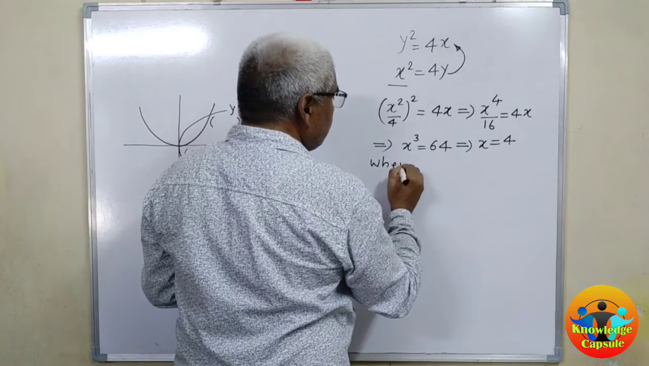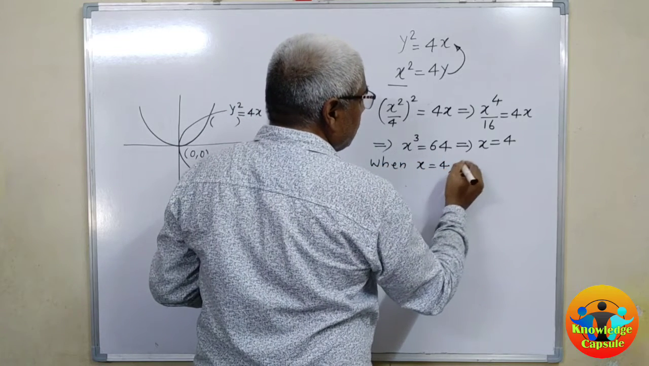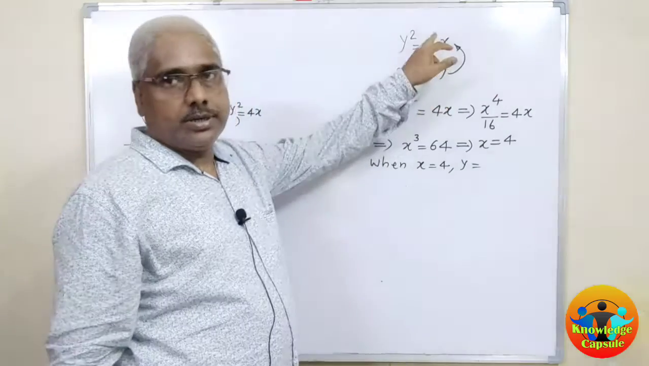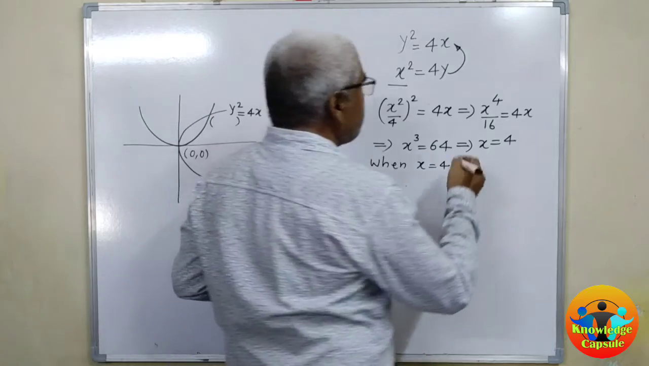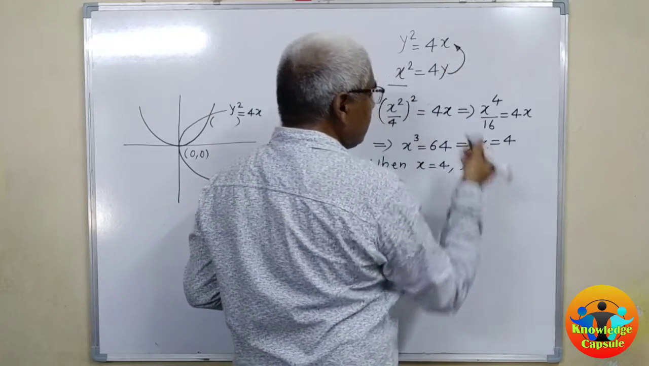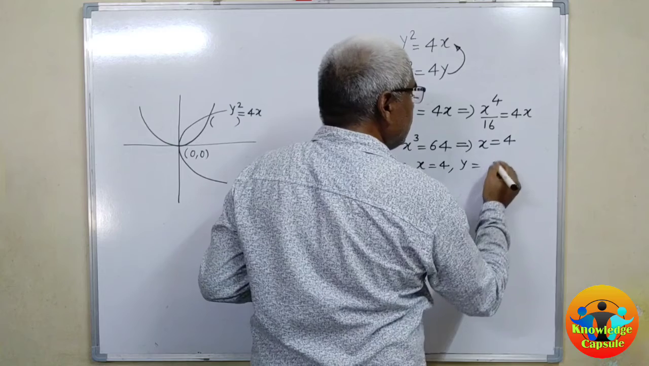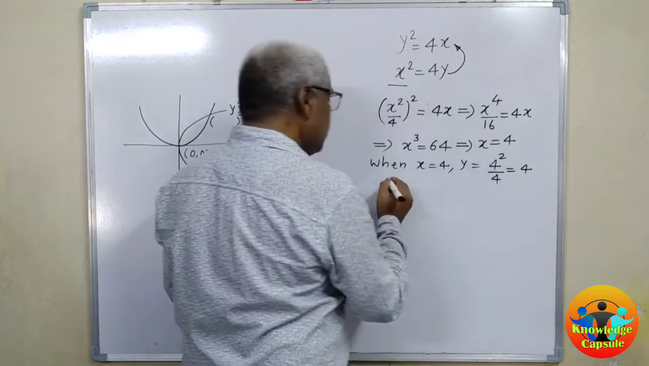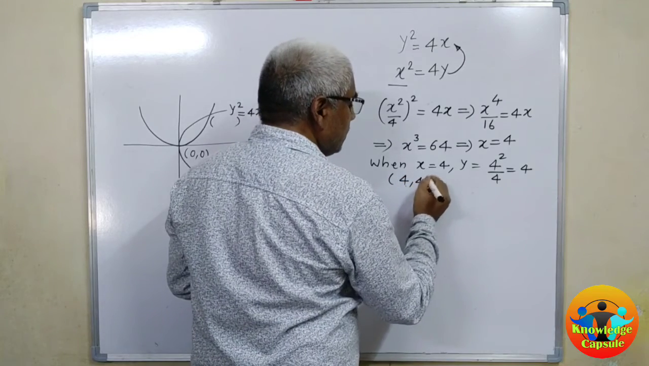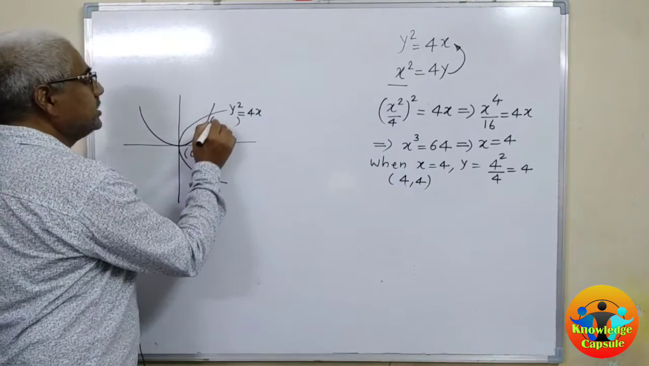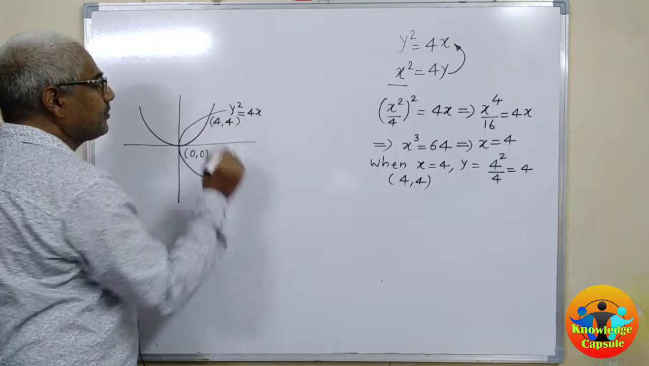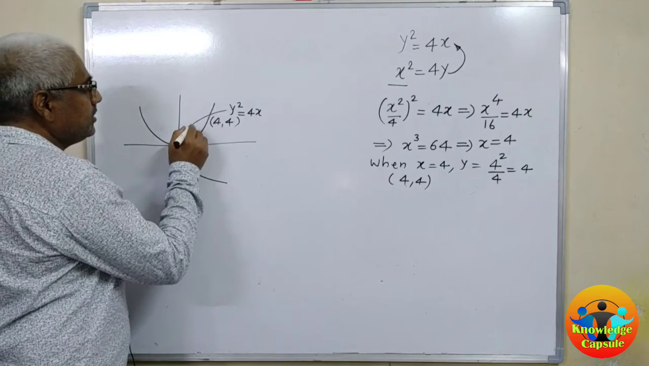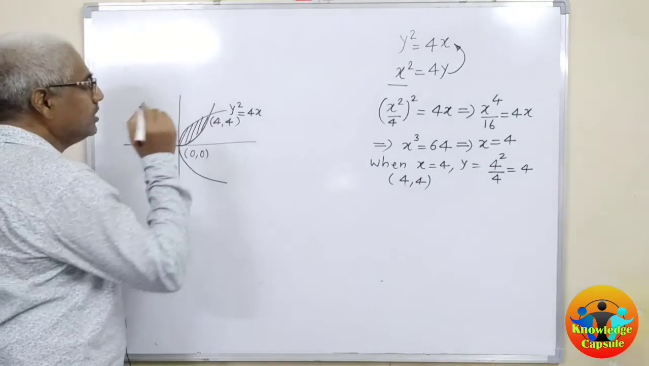When x is 4, then what is value of y? It can be obtained either by using equation 2 or equation 1. Okay, y is equal to x square by 4. Therefore 4 square upon 4 is equal to 4. Therefore 4 comma 4 is the second point of intersection, 4 comma 4. And here we are interested in finding this much area bounded between two curves.